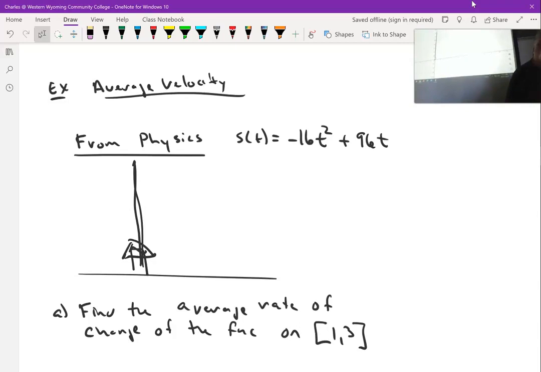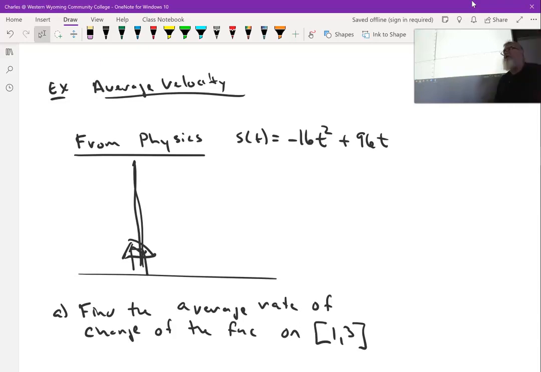Hang on, I want to do one more thing before I do that. I want to make my settings so it only goes in one direction one time. We're going to have this rocket going up and down a bunch. All right, so let's put it in motion.